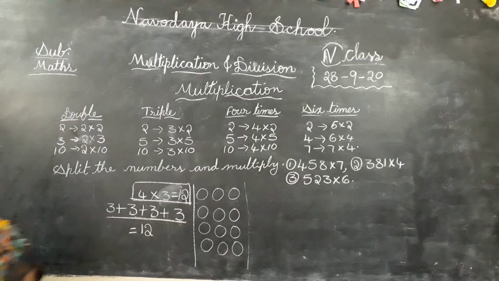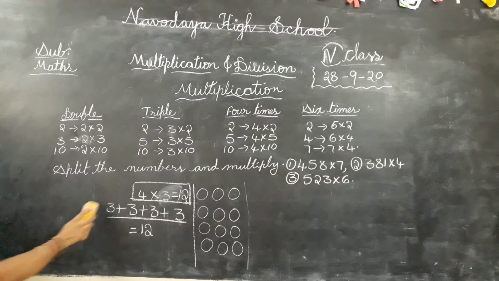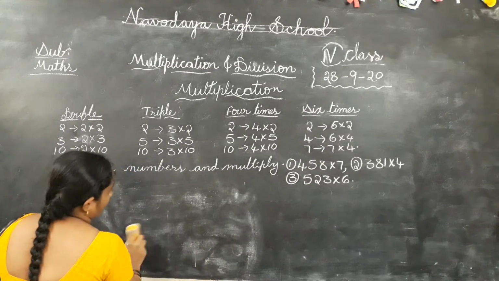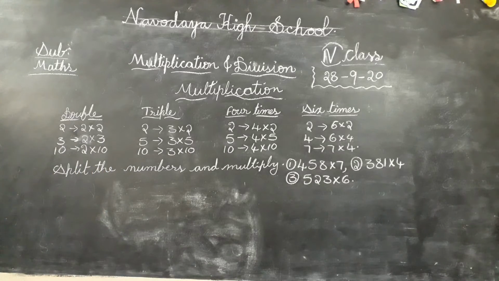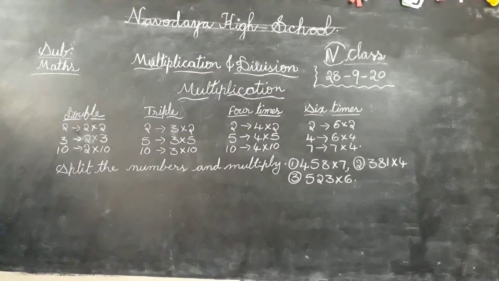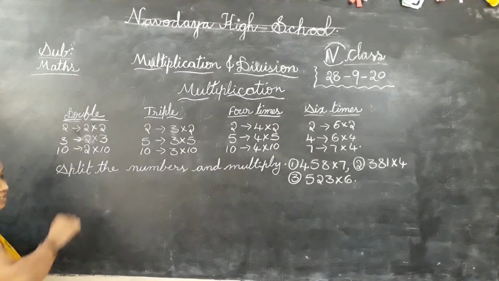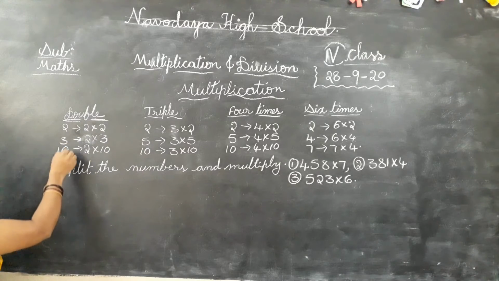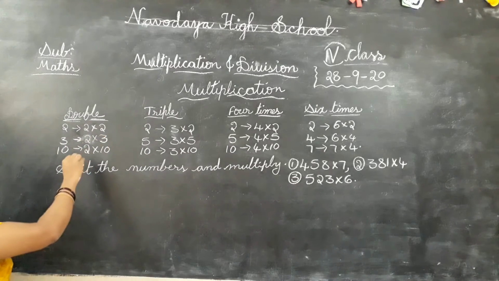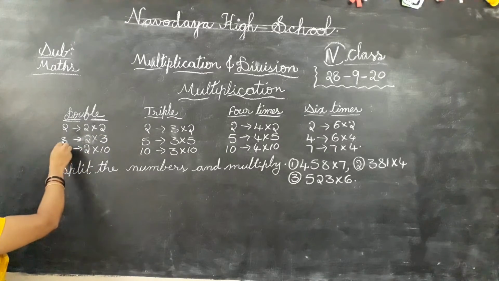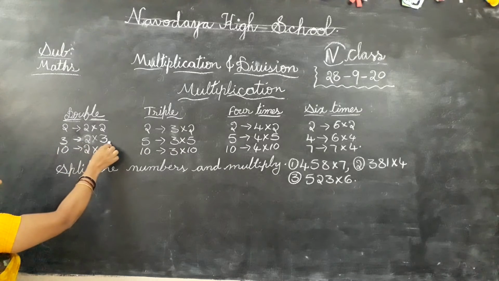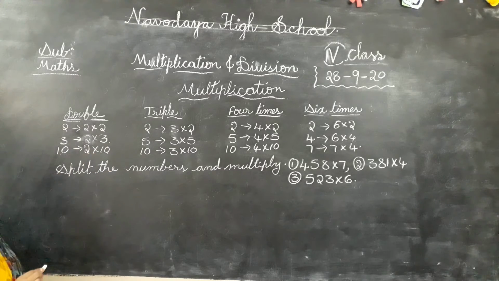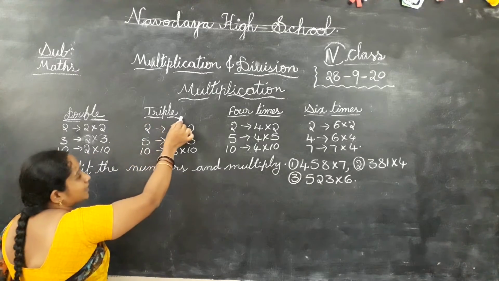Let us look at the board, children. Double. Double means 2 times, children. Look here. 2, 3, 10 are given. You have to double them. 2 into 2. How much? 4. Double 3. 2 into 3. How much? 6. Double 10. 2 into 10. 20.